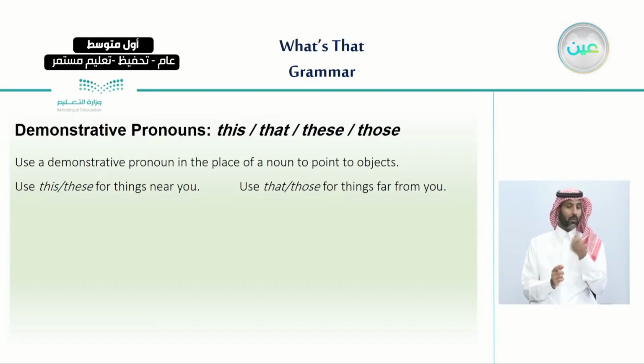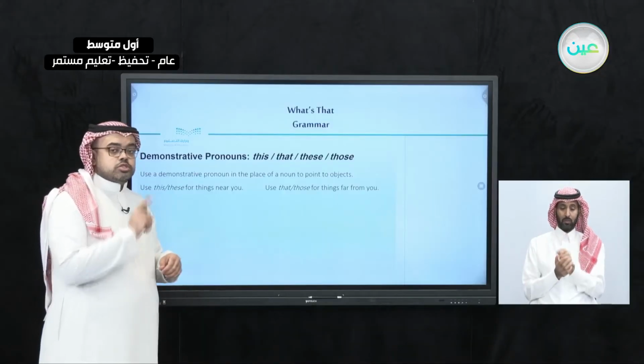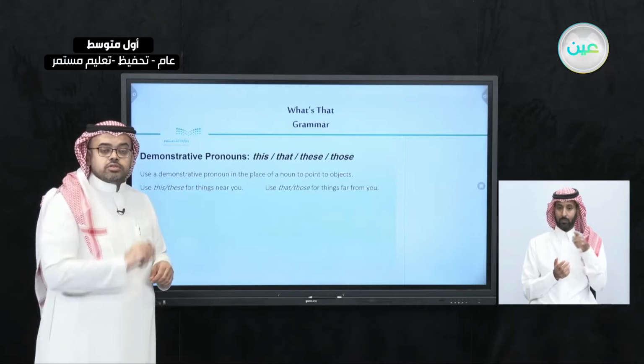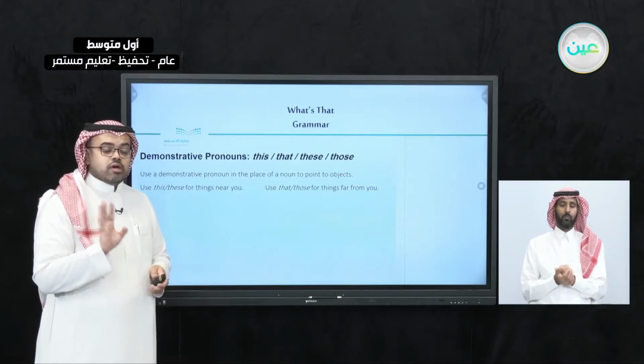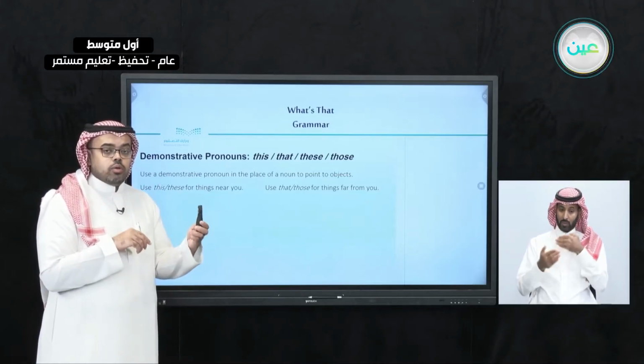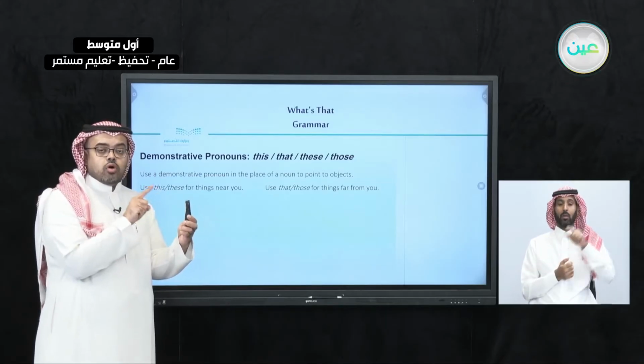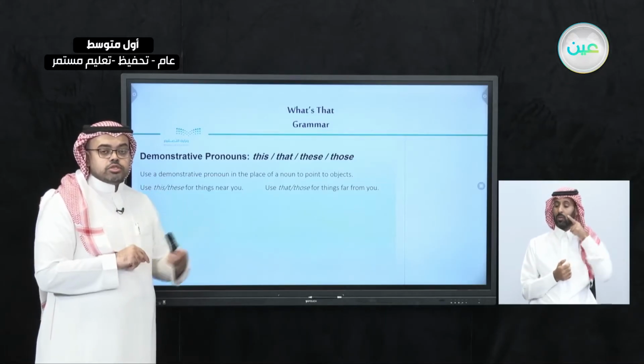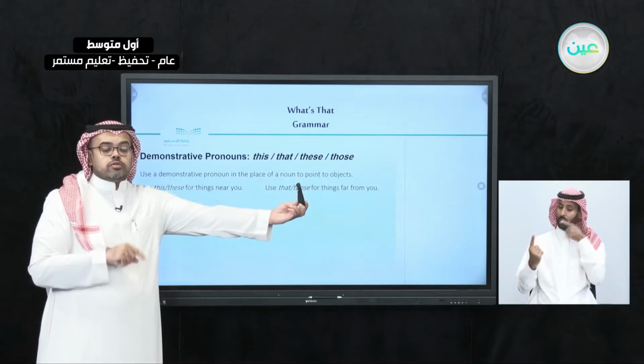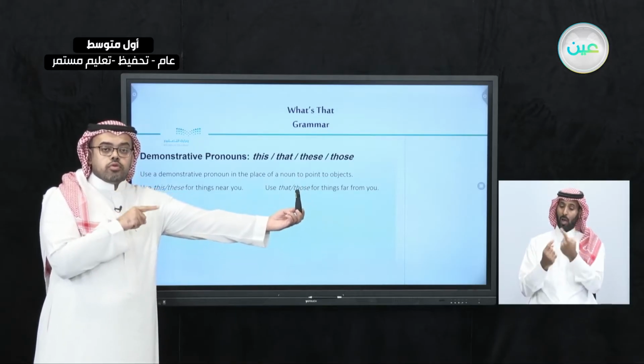So for example, we use this or these for things that are near you, and we use that or those for things that are far from you. So we use these pronouns just for pointing at different objects. And if these objects are near, we will use this or these. And if the objects are far, then we use that or those.